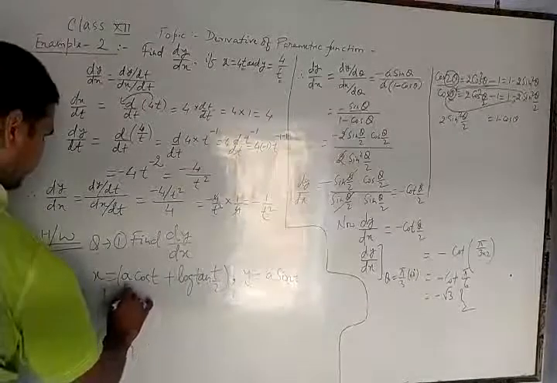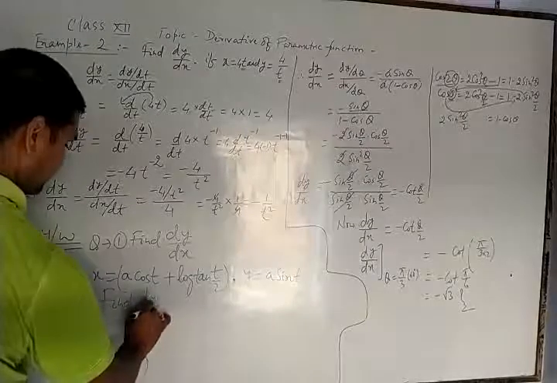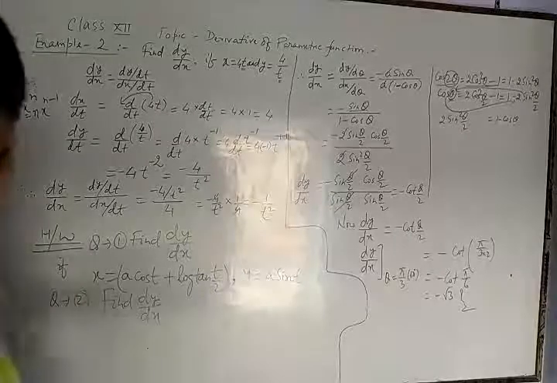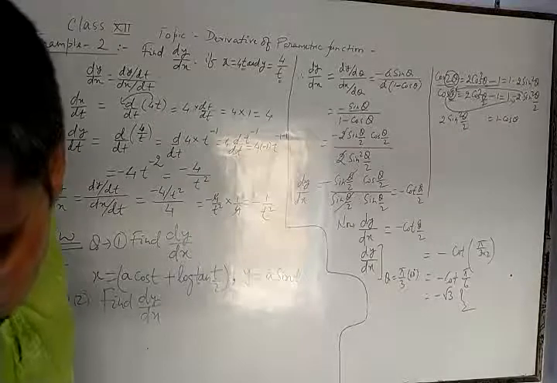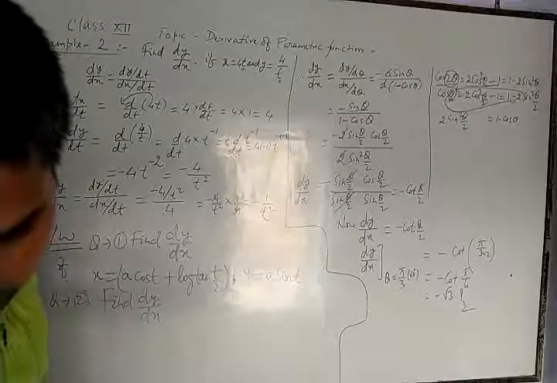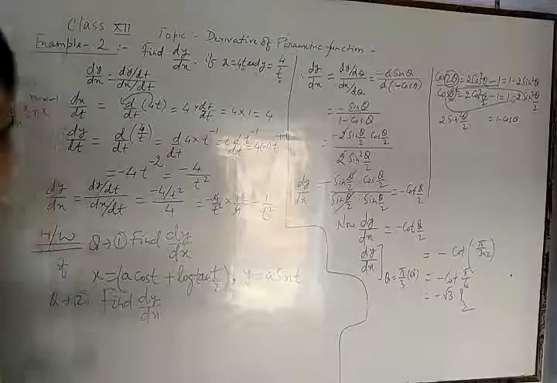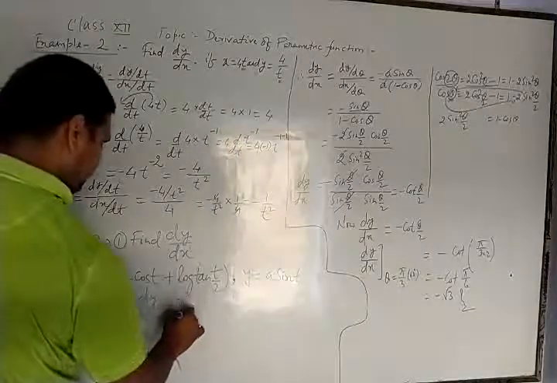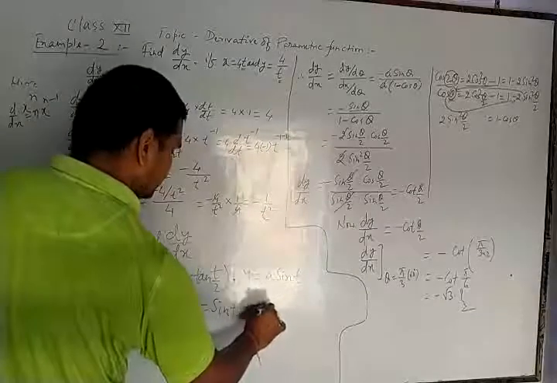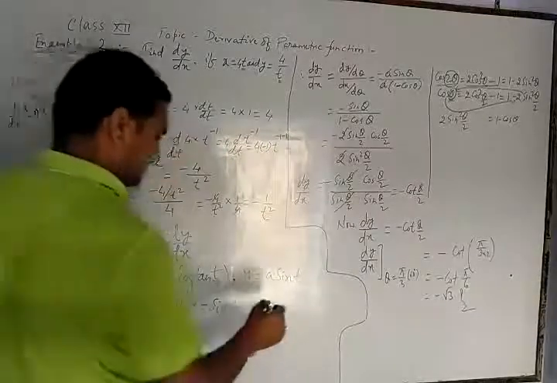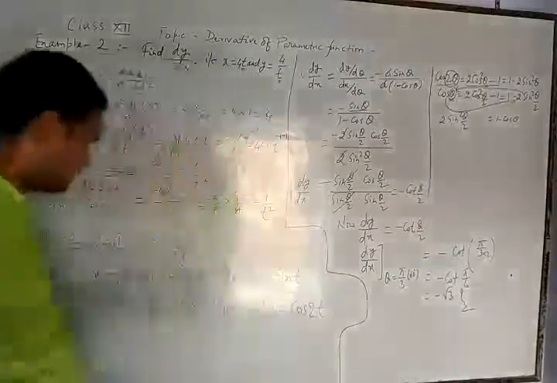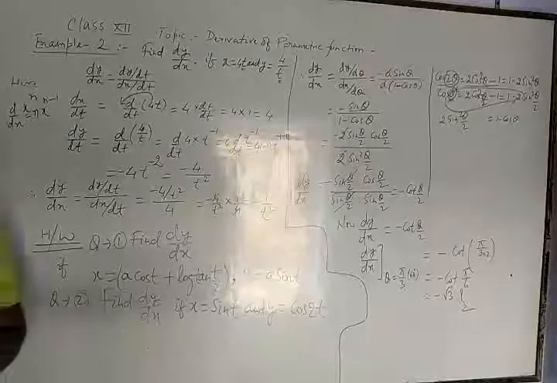Second number is question number 2, find dy by dx if x is equal to sin t and y is equal to cos 2t. Okay, so these two questions you can solve and understand the thing.